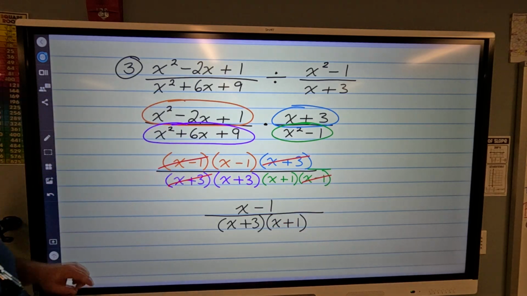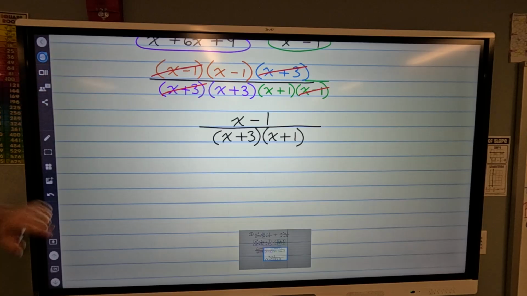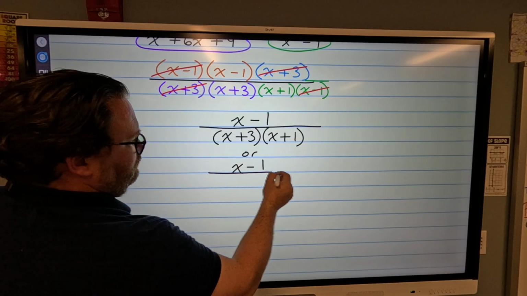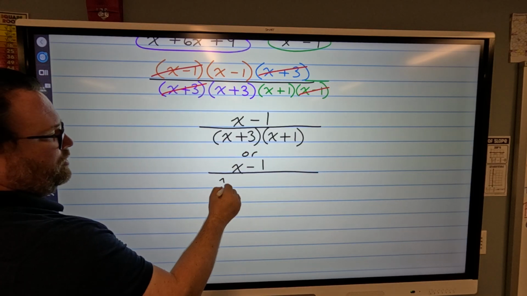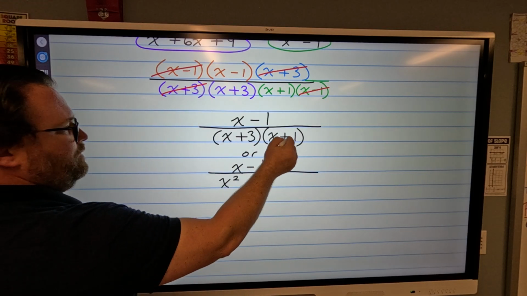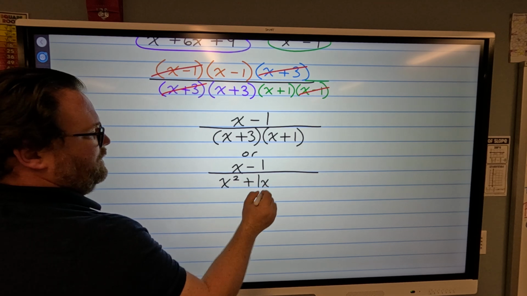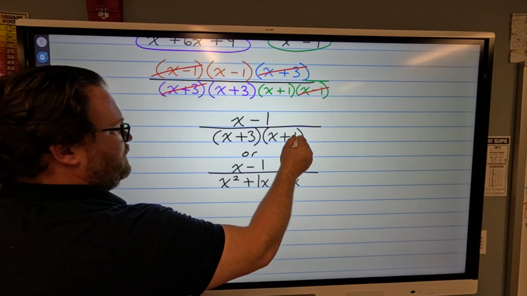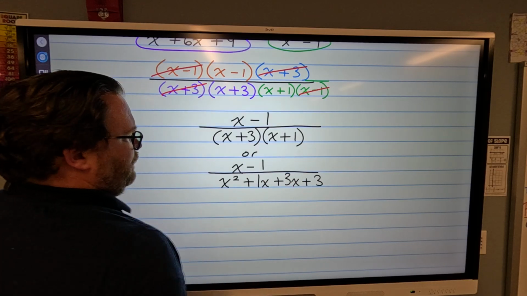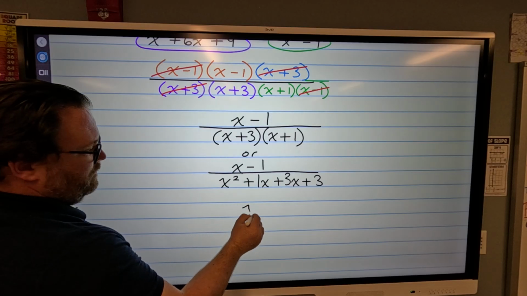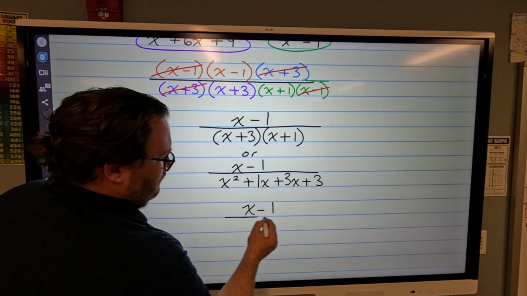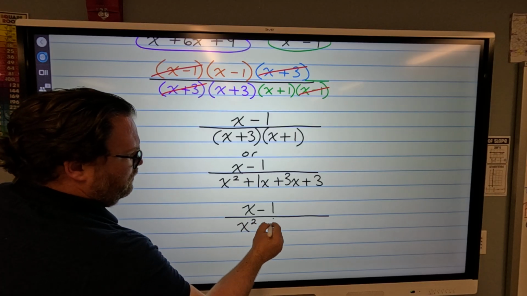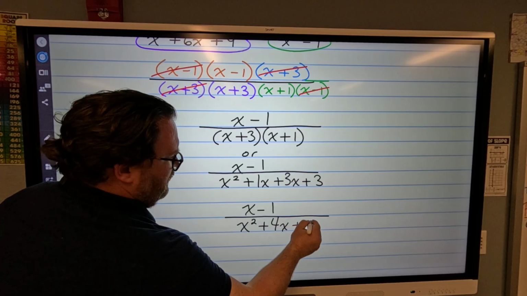So we could leave it like that, or we could multiply across the bottom. Top's going to stay the same, x minus 1. Then we got x times x, which is x squared. x times 1, which is plus 1x. 3 times x, which is plus 3x. And 3 times 1, which is plus 3. If we want to combine our like terms, still have x minus 1 on top, but we can add 1x plus 3x to get 4x, so the bottom becomes x squared plus 4x plus 3.